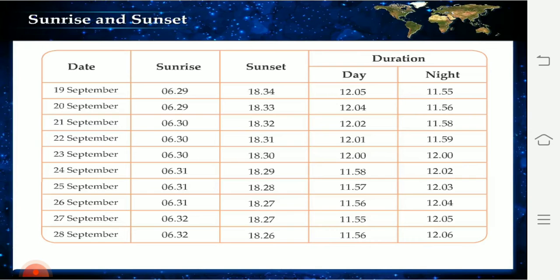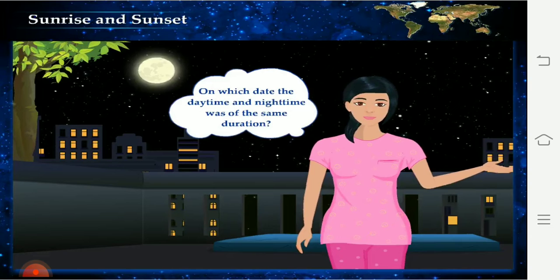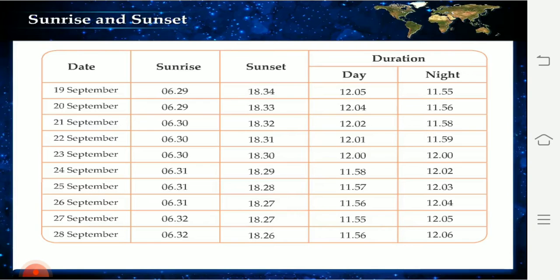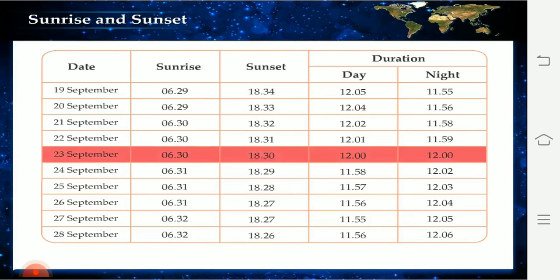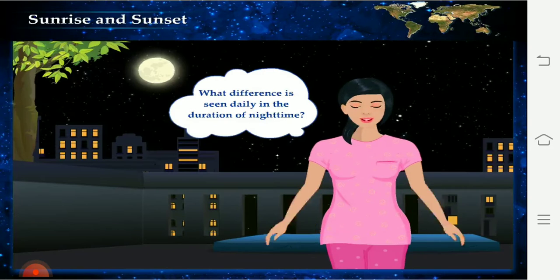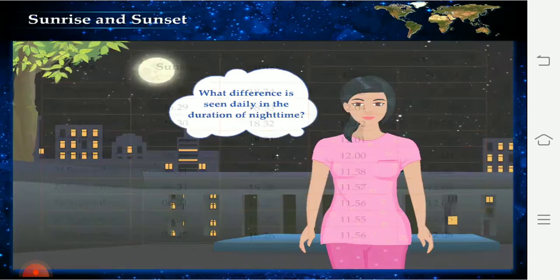Now observe this chart carefully and answer the questions. So tell me, on which date the daytime and nighttime was of the same duration? Correct. On 23rd September, the daytime and nighttime was of the same duration. What difference is seen daily in the duration of nighttime?